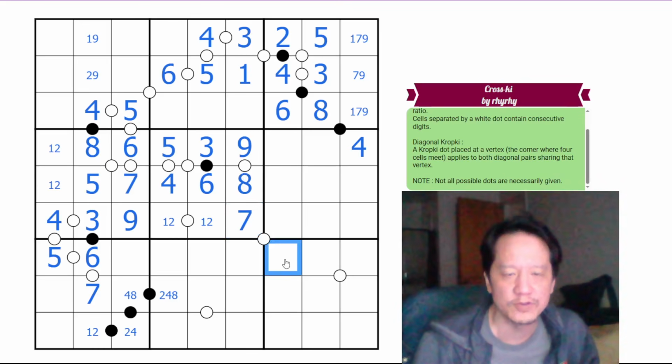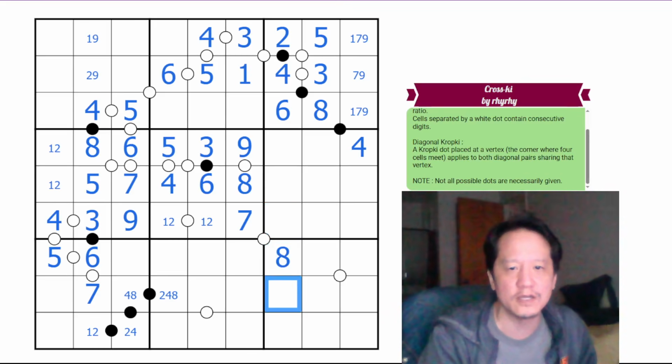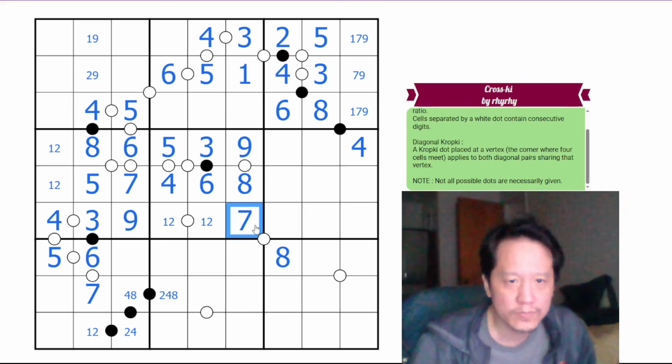This is consecutive with that digit. Cannot be 6 because of 6 in the row and the column. So this is 8.